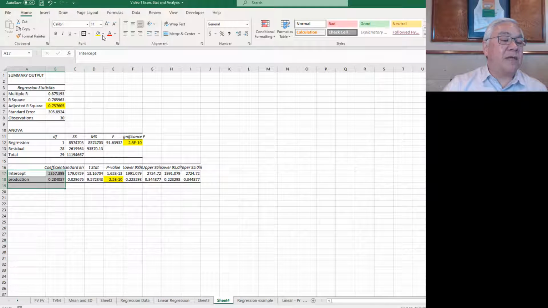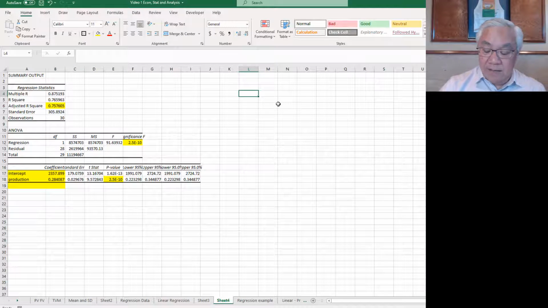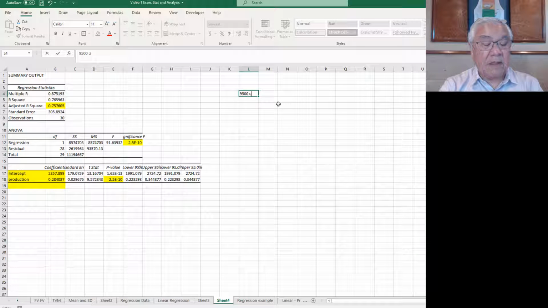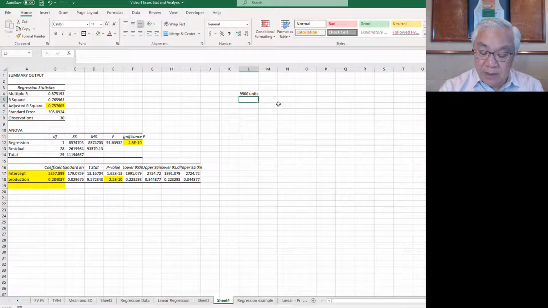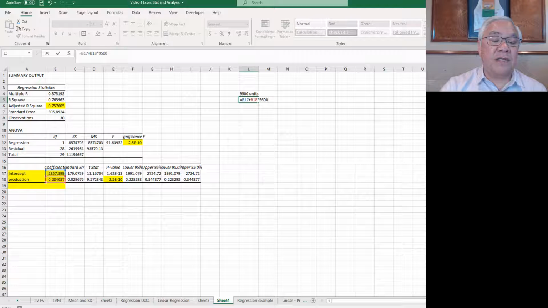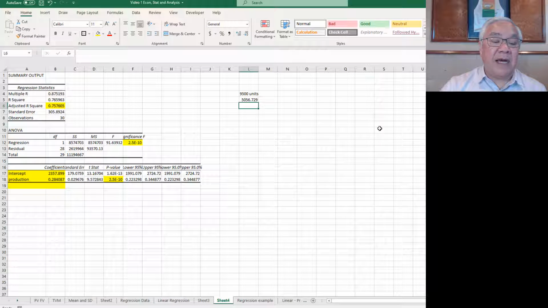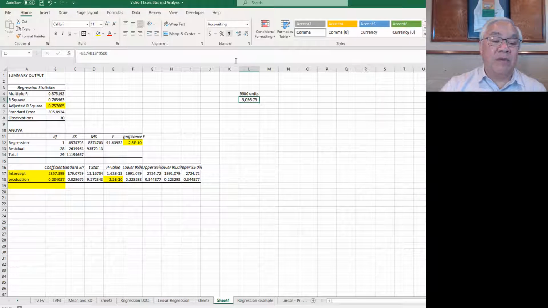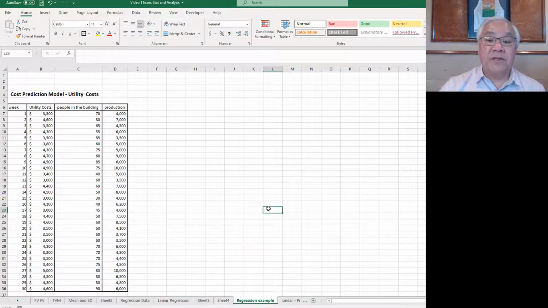So now we have this relationship. And we could say, if we have 9,500 units, what would be our utility cost? So it equals, again, take the intercept plus the coefficient for the variable times what we estimate for that variable, 9,500 units. So this one estimates $5,056. Now remember that the prior one was 4,200. You know, they're different, but not wildly different. The final example is, let's do multiple regression.